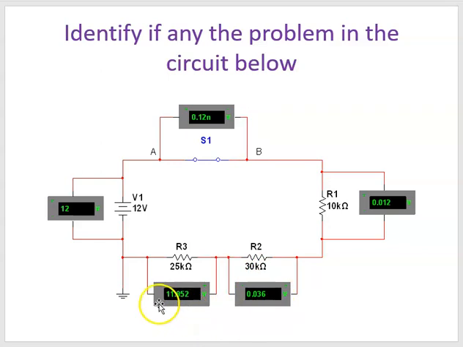And resistor 3, we're measuring 11.9, which is close to the supply voltage. If we recall, the voltage across an open is approximately equal to the supply voltage. This tells us resistor 3 is open.